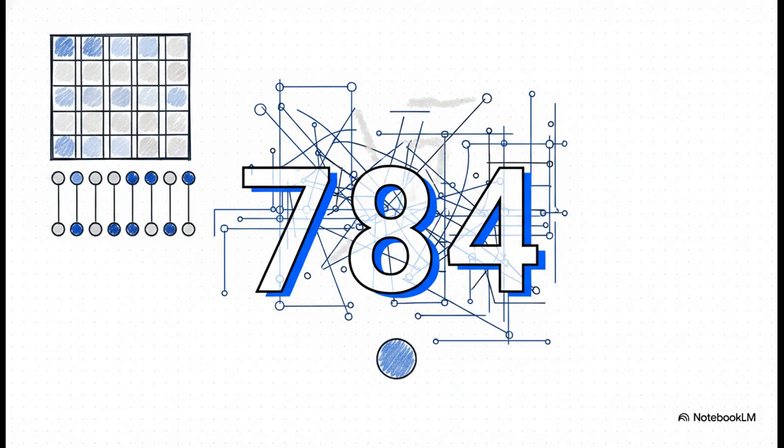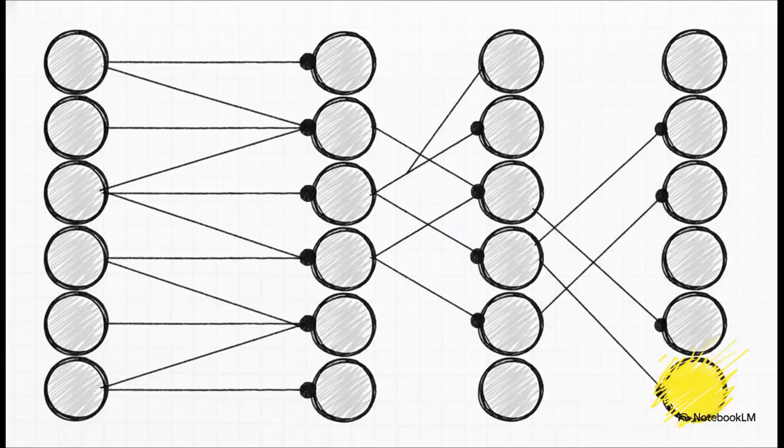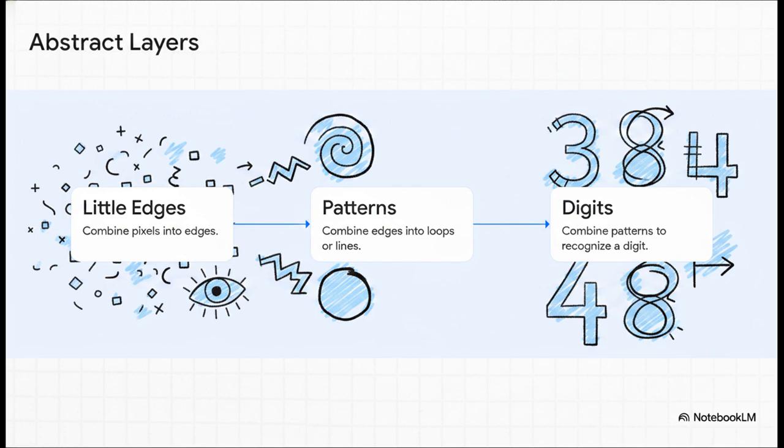We start with 784 input neurons. That's literally one for every single pixel in a 28 by 28 image. Just think of a neuron as a bucket holding a number. It lights up when it's highly active. One layer lighting up triggers the next. Eventually, it lights up just one of 10 possible output digits. It's all about abstraction, really. We're breaking complex digits down into simple edges, little loops, and familiar shapes.